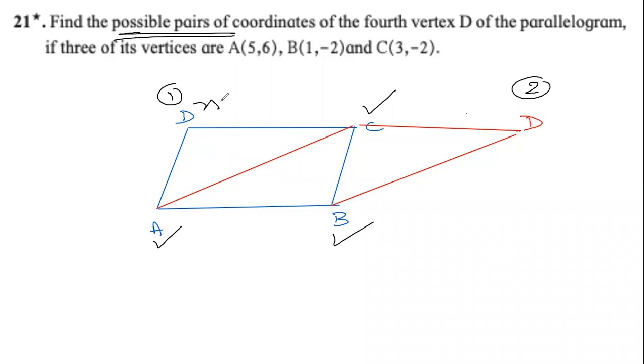ये क्या हो सकता है? X, Y, and what the other D can be. What are the other possible values of X and Y? That is the question.